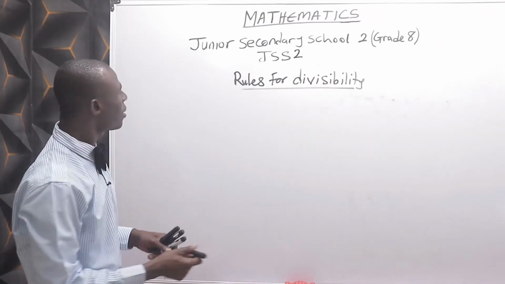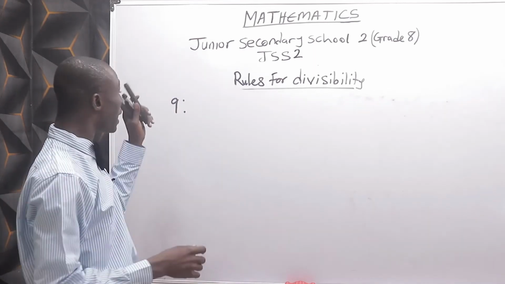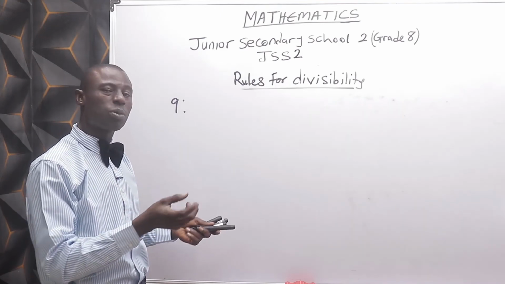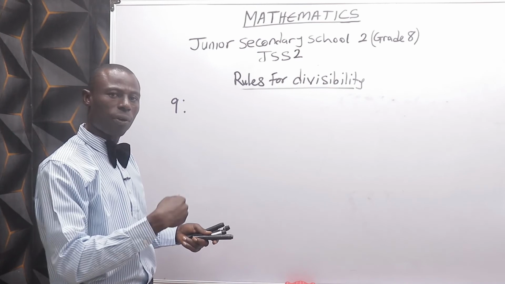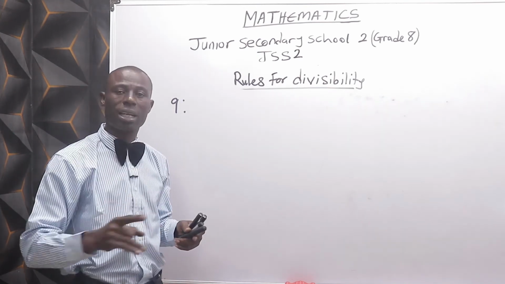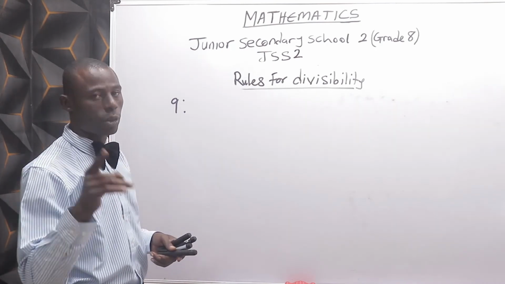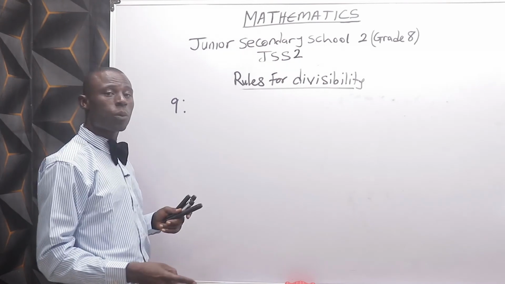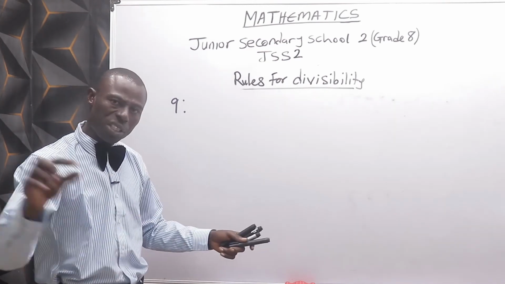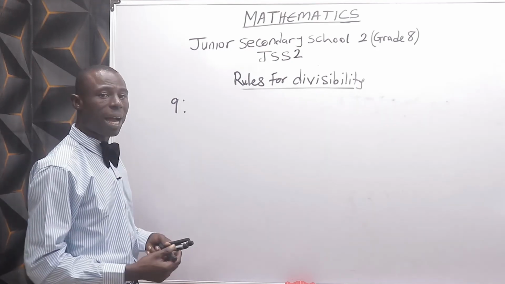Let's consider number 9. For a number to be exactly divisible by 9, you know 9 is a multiple of 3. It will follow the same trend as 3. Remember, if a number is going to be exactly divisible by 3, the sum of the digits of that number must be exactly divisible by 3. The same way, if a number is going to be exactly divisible by 9, the sum of the digits of the number must be exactly divisible by 9.